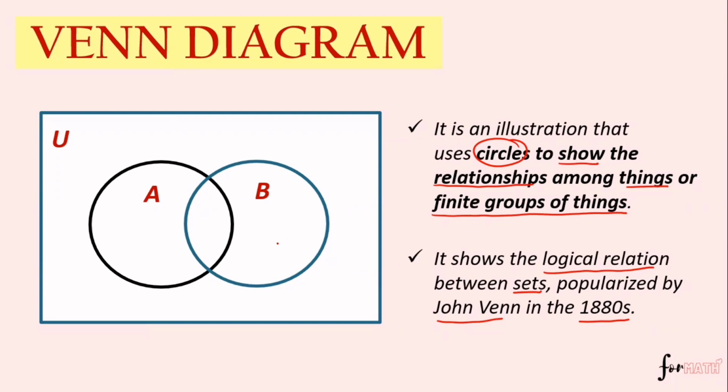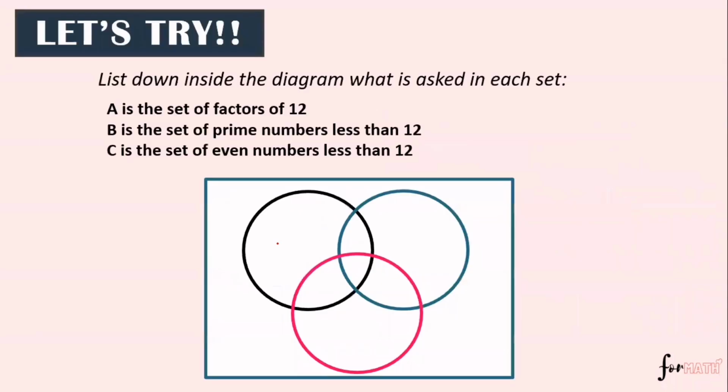On this Venn diagram also, it helps us to visually represent the similarities and differences between two sets or two concepts. Okay, so let's try this example. List down inside the diagram what is in each set. Set A is the set of factors of 12, meaning factors of 12. So if we have two numbers, when we multiply two numbers, the answer is 12. So what are the factors of 12?